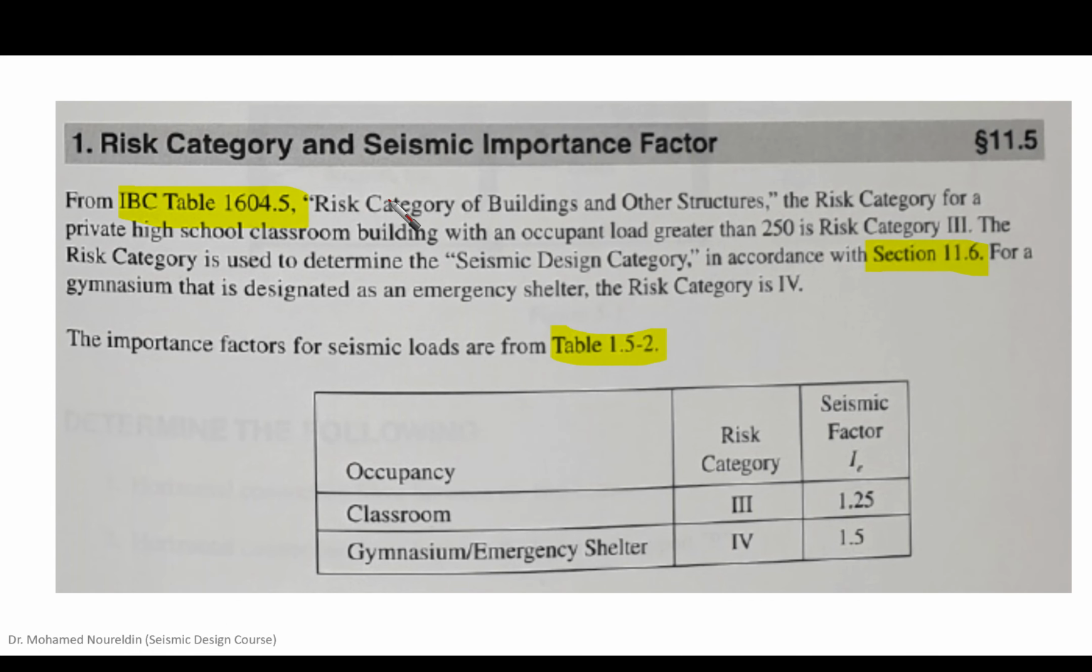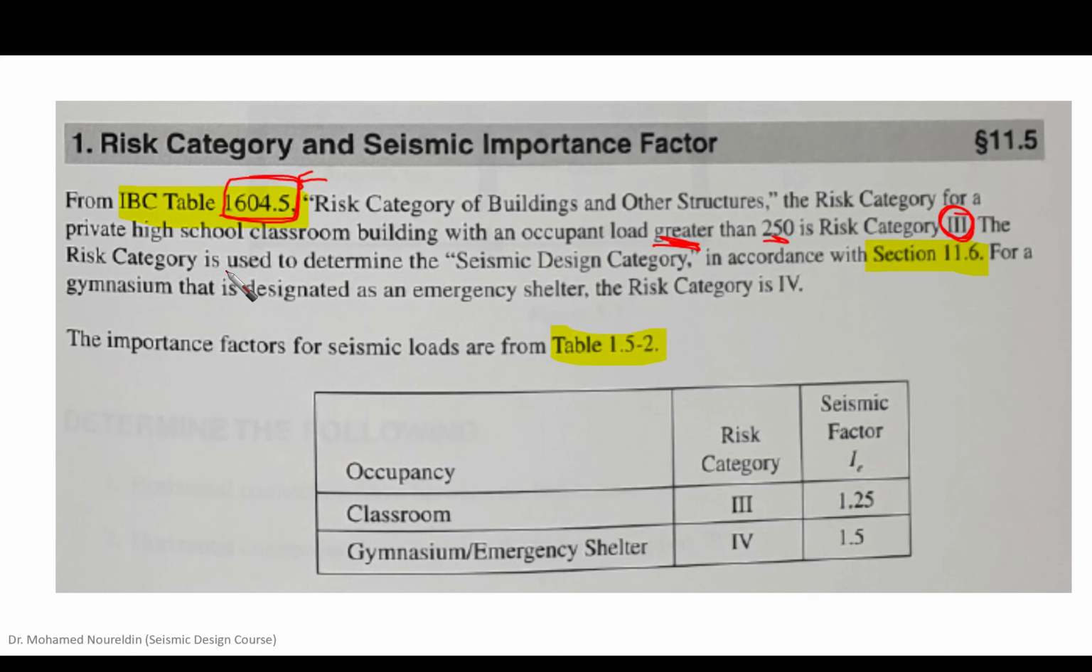For risk category and seismic importance, we need to visit IBC Table 1604.5. Please revisit it on IBC. Risk category of buildings and other structures. The risk category for a private high school classroom building with an occupant load greater than 250, take care, it's greater than 250, is risk category exactly 3. It is not 2. If it's higher than 250, it is risk category 3.